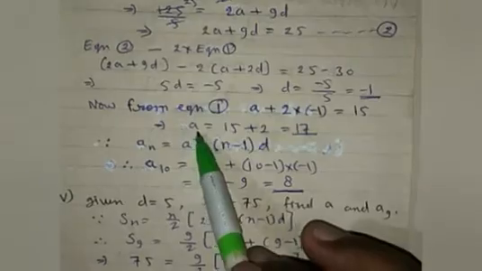Now from equation 1, a plus 2d, means 2 into minus 1, equal to 15. So here a equal to 15. Here minus 2 on the right hand side will be plus 2. So it is 15 plus 2, that is equal to 17. So here a equal to 17.